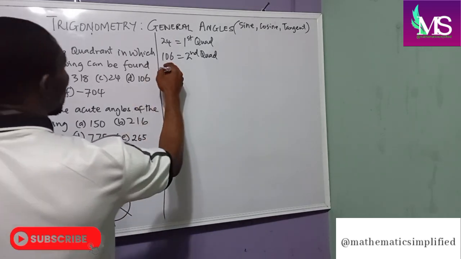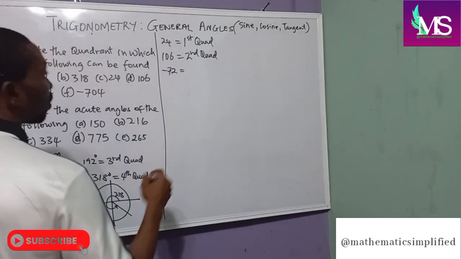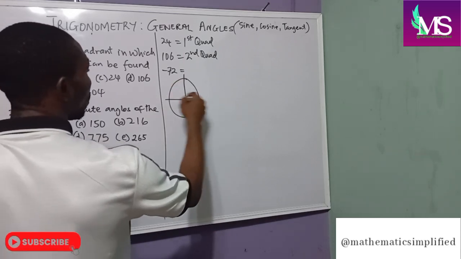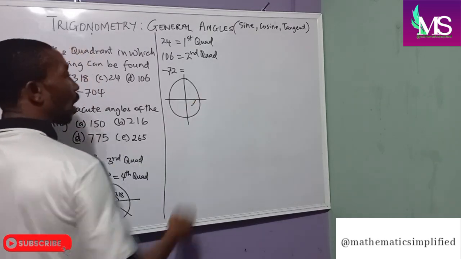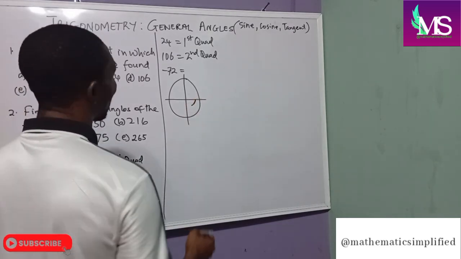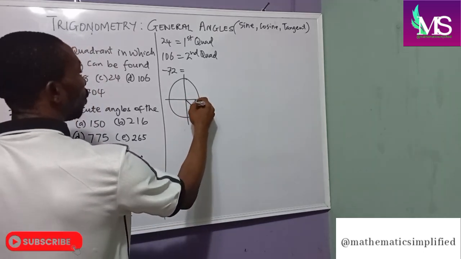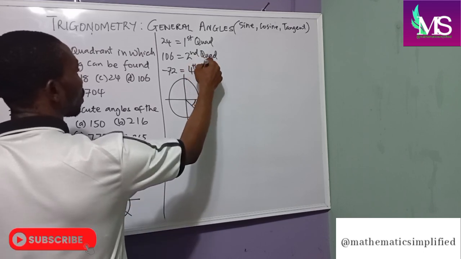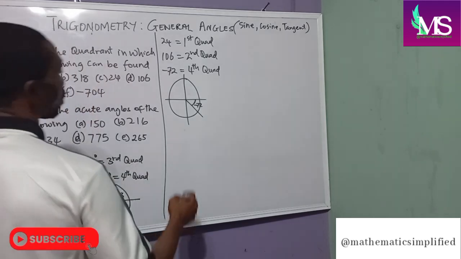Now minus 72. If we have our diagram this way, our circle, remember that negative is clockwise. So minus 72 is less than minus 90, so it will be found in the fourth quadrant. Minus 72 will be found in the fourth quadrant.